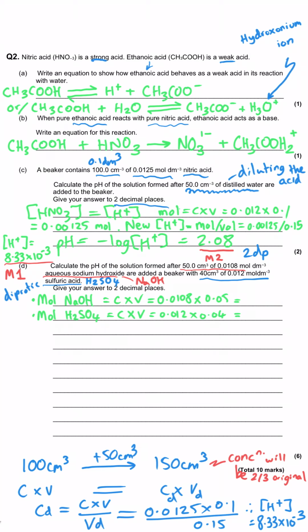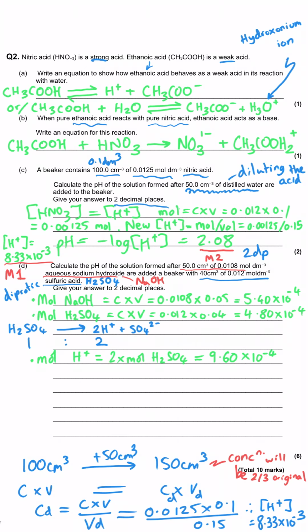So when we work that out for the sodium hydroxide, we get 5.4 times 10 to the minus 4, or 5.40 to 2 decimal points. And then when we work out the moles of sulfuric acid in the exact same way, conc times vol again, we get 4.8 times 10 to the minus 4. This is where we need to acknowledge this diprotic structure, because the moles of the hydrogen ions will be twice as much as the moles of the sulfuric acid. And so we need to double the moles that we've calculated.